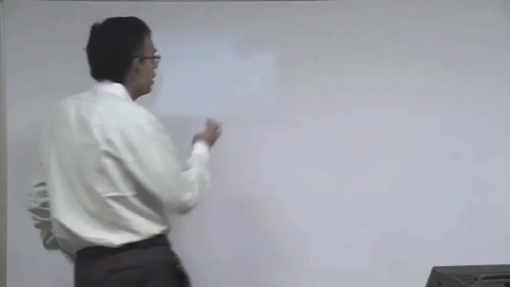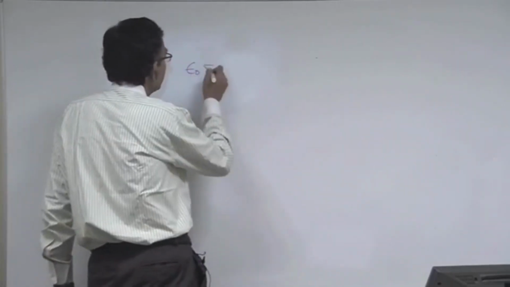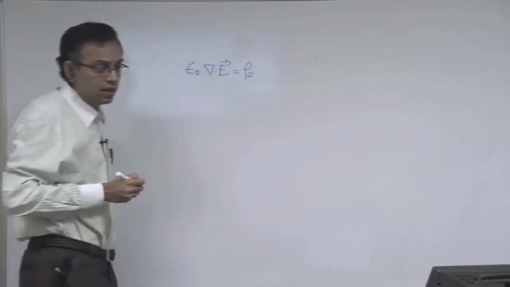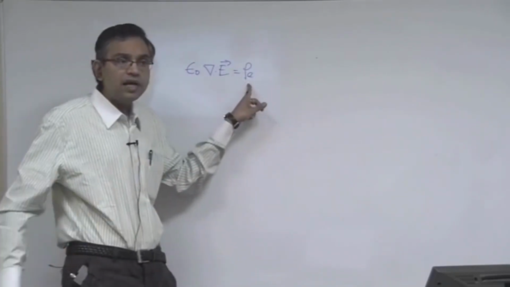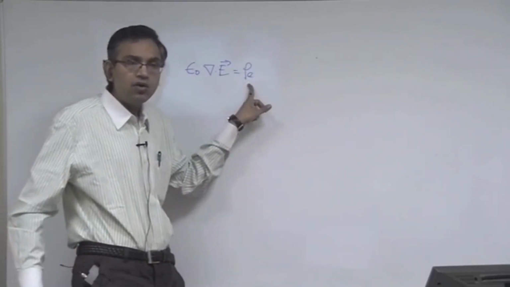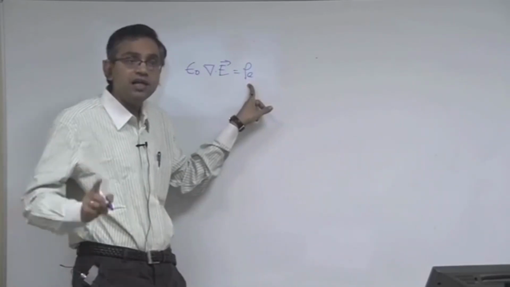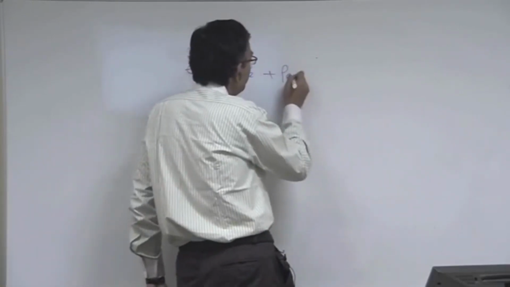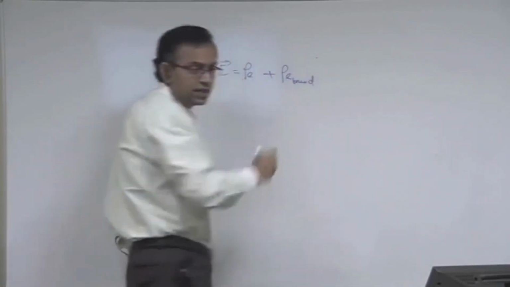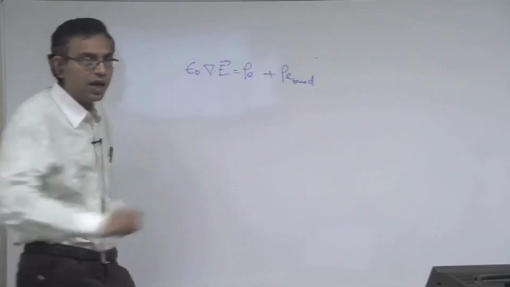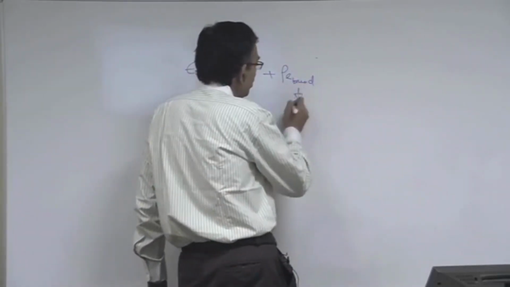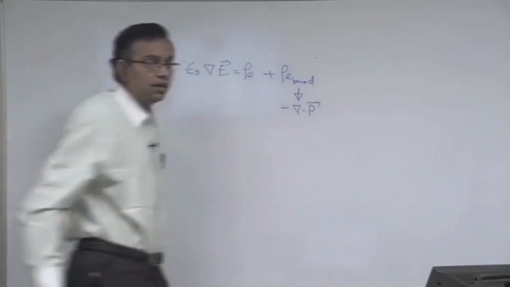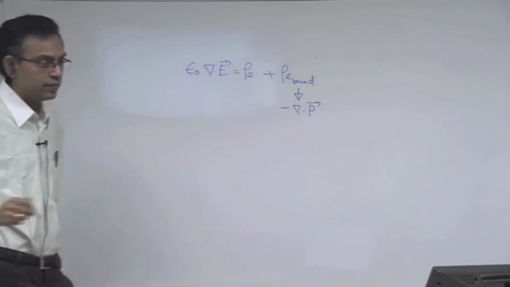So we have epsilon naught del dot E is equal to rho E. When we write rho E, I am not writing rho E free, but when I am writing rho E, please keep in mind that this is free charge density, and plus rho E bound. Rho E bound is related to the dipole density, so that is equal to minus divergence of the polarization vector.